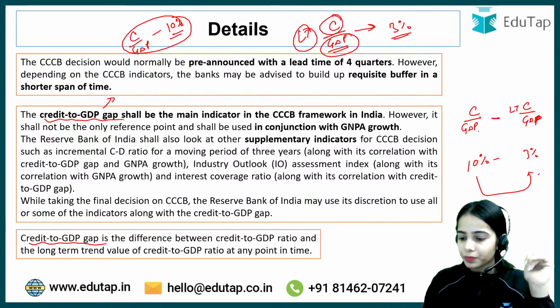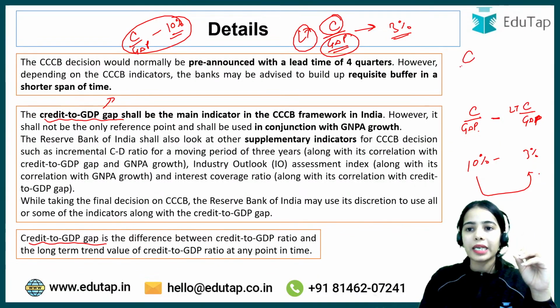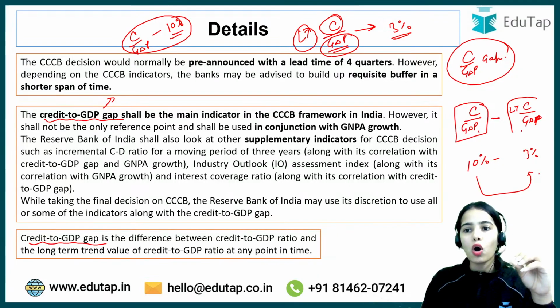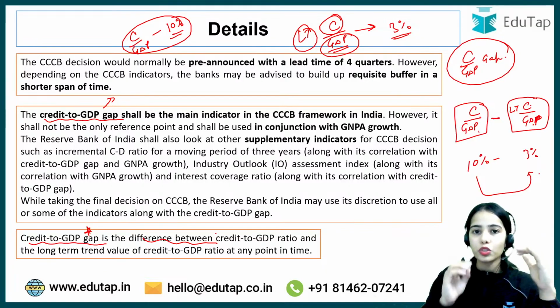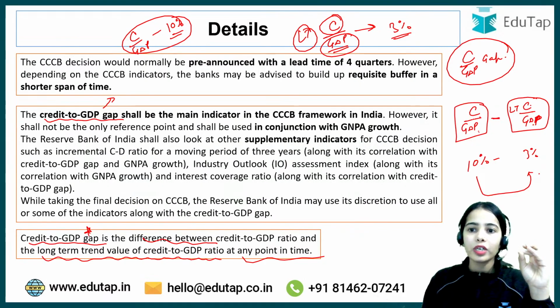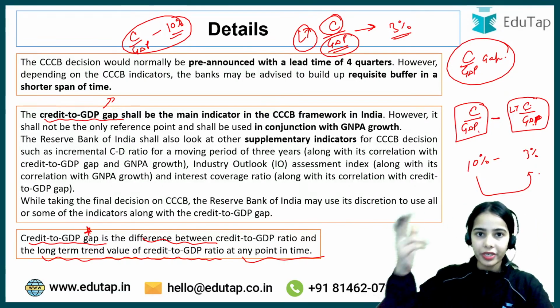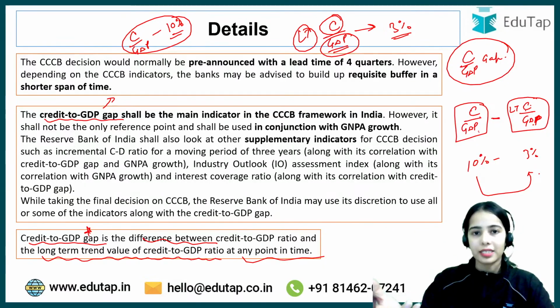I hope you are able to see the problem. So this is the credit to GDP gap. The credit to GDP gap is the difference between the credit to GDP ratio of the current time period and the long term trend value of the credit to GDP ratio at any point of time. If the credit to GDP ratio at the current point of time is way more than the long term trend, that shows there is some problem, or that excess credit is happening.